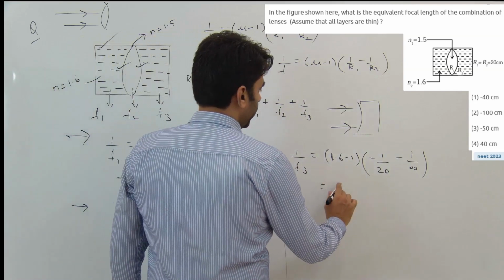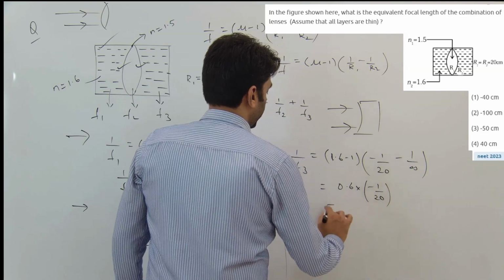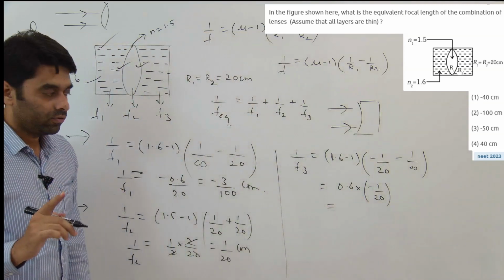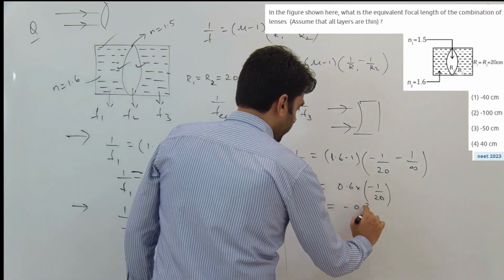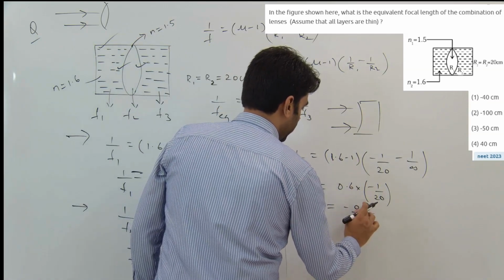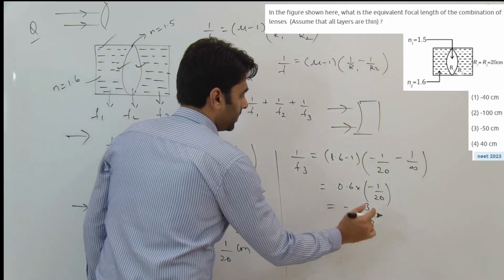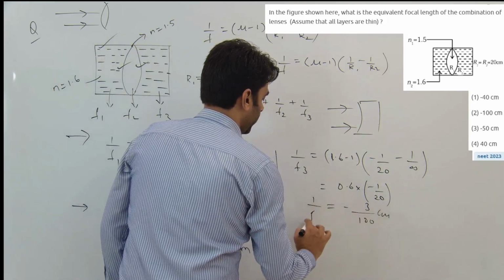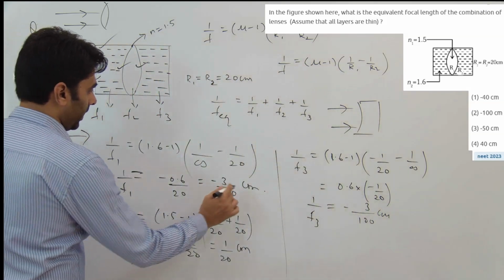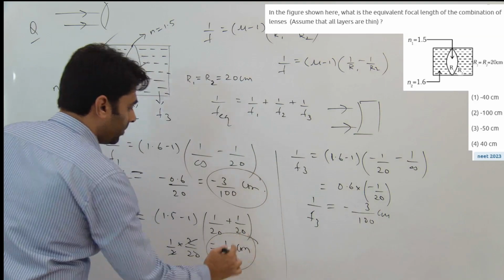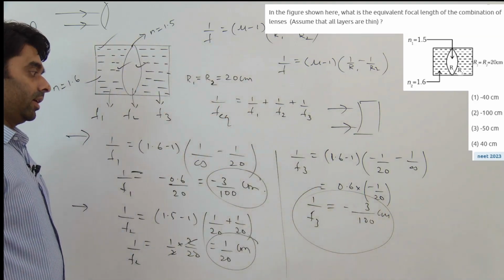So how much are we getting? 0.6 into minus 1 by 20. How much again will we be getting? Minus of this will be 0.3 by 100, sorry, 3 by 100, right? Yes, minus 3 by 100 will be your 1 by f3. Well and good. This is our 1 by f1 minus 3 by 100, 1 by f2 is 1 by 20, and 1 by f3 is minus 3 by 100.